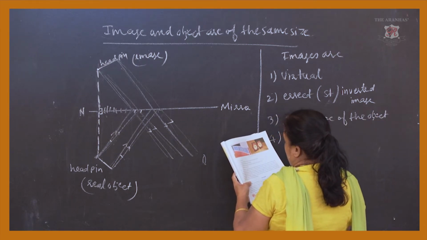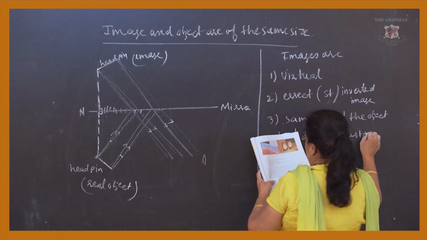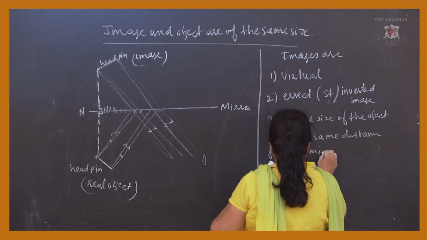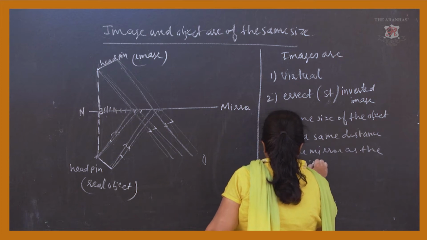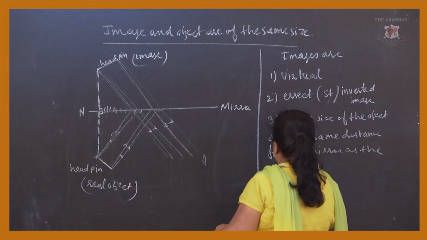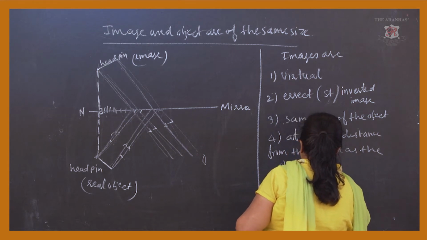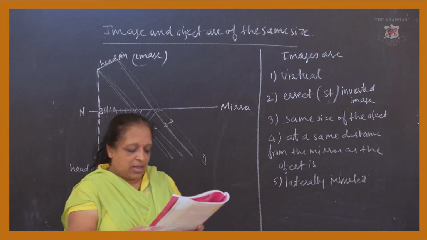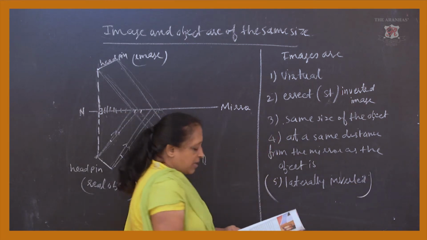Fourth is at the same distance from the mirror as the object is. And fifth one is that it is laterally inverted. Here, laterally inverted means what? The explanation is given in your textbook.